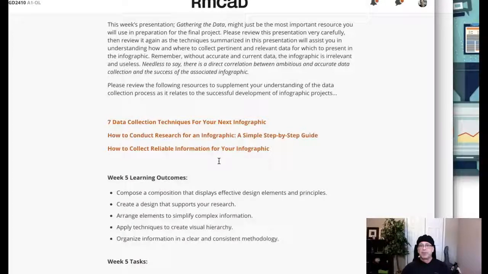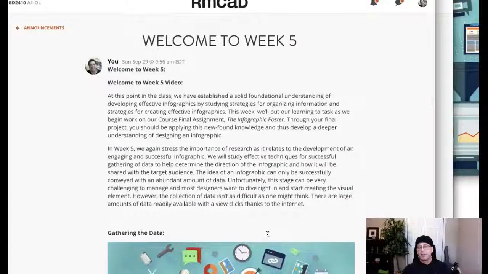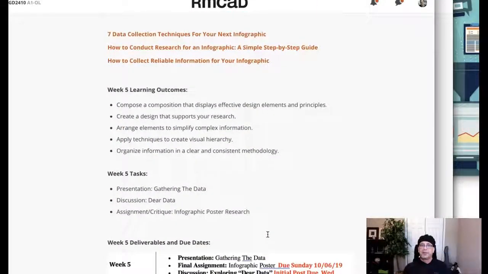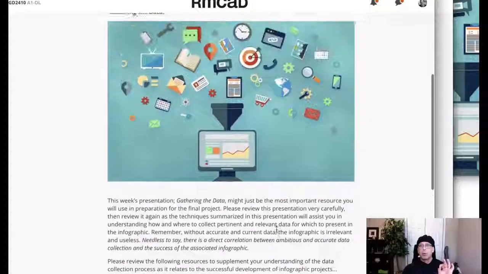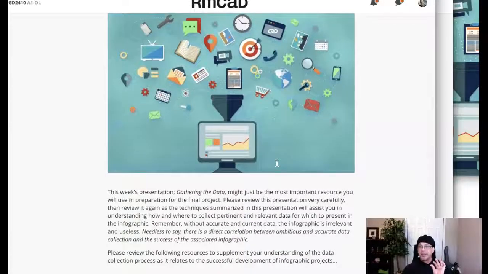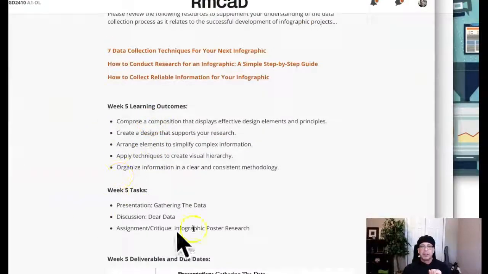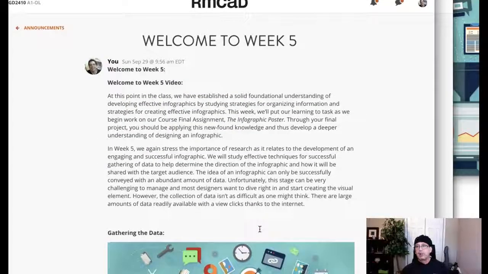So let's just understand the importance of research in this regard. I know I keep harping on this, guys, and I apologize, but this is where the rubber hits the road: gathering the data. Without question, the most important step in any data visualization project is gathering and synthesizing that data. Okay, enough of that. Here are our learning outcomes, week tasks, deliverables, and due dates. Guys, if you have any questions at all, please let me know quickly.